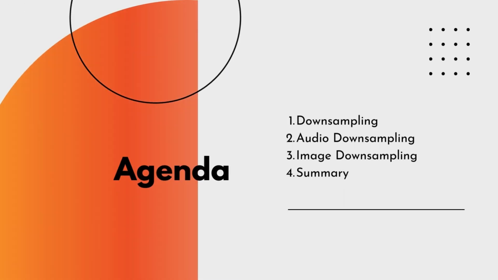Today, our presentation will cover four main topics. First, we will start by understanding the concept of downsampling. Then, we'll move on to discuss audio downsampling, followed by image downsampling. Finally, we will summarize our key points and conclude the presentation.